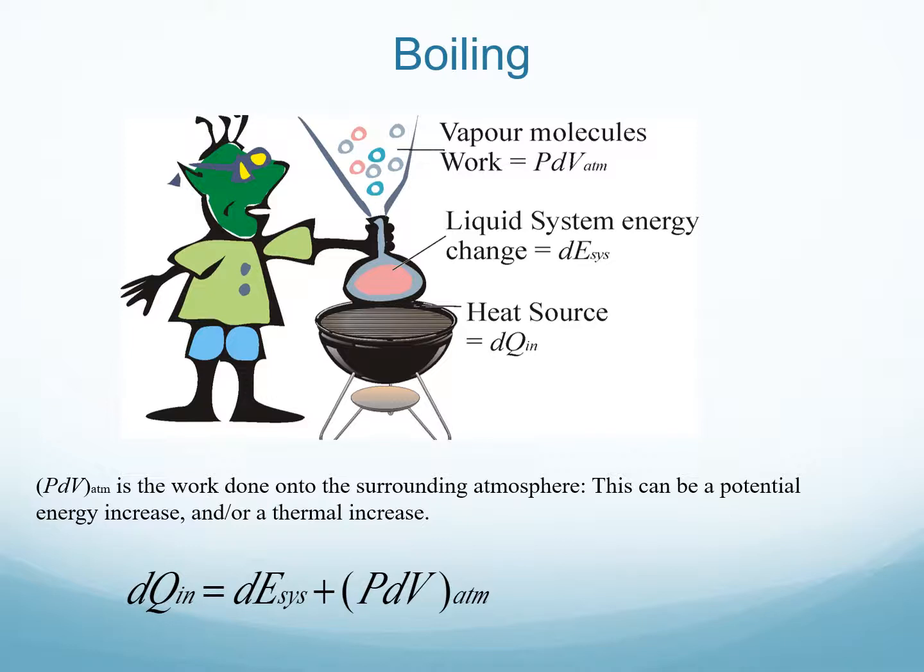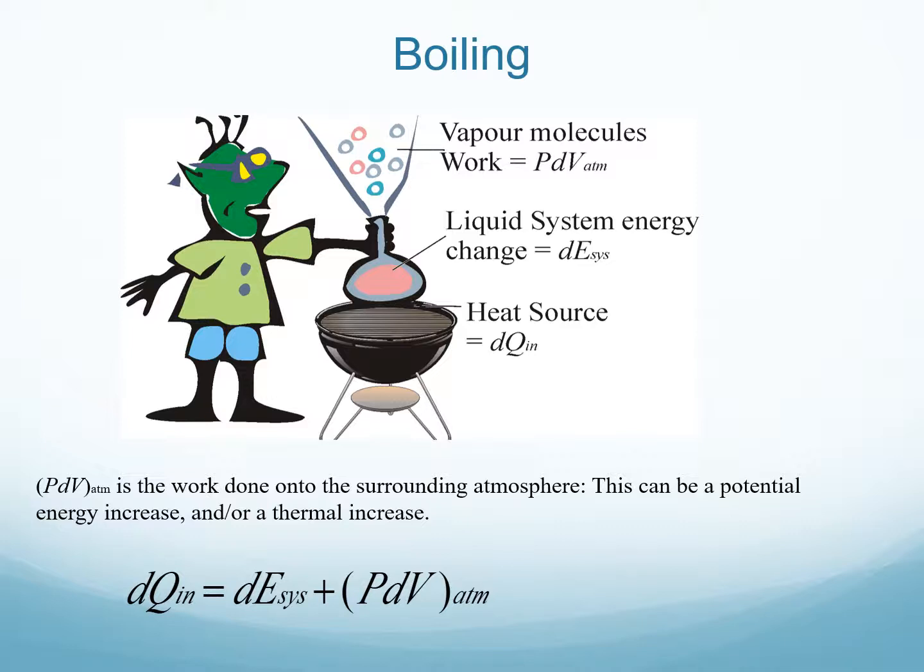Let's now consider boiling for a second here. So we've got this alien hanging onto this vessel. The vessel's full of a liquid. It's on a barbecue. The barbecue is a heat source. The change to the liquid system's energy is dE system. As the liquid changes to vapors, it leaves the container, and it does work onto the surrounding atmosphere. It lifts the atmosphere. So PdV is the work done onto the surrounding atmosphere. This can be a potential energy increase of the atmosphere, or it can be a thermal energy increase of the atmosphere. Either way, it's an infinitesimal change to the atmosphere's energy, so we don't really notice it.